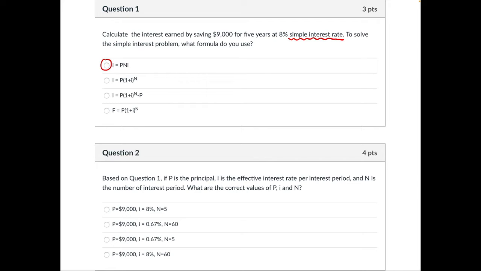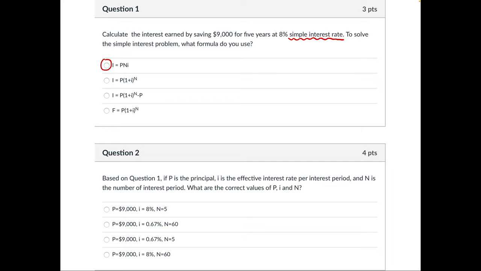And question number 2, based on question 1, if P is the principal, I is the effective interest rate per interest period, and N is the number of interest periods, what are the correct values of P, I, and N? So to use this formula, of course, you need to decide the values for those variables P, N, and I.